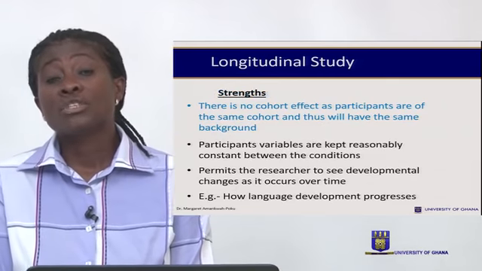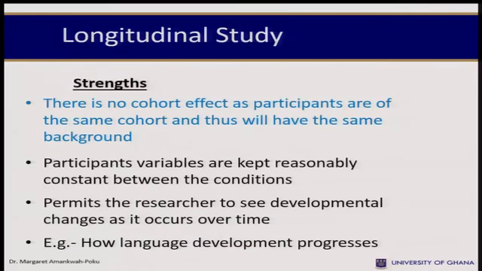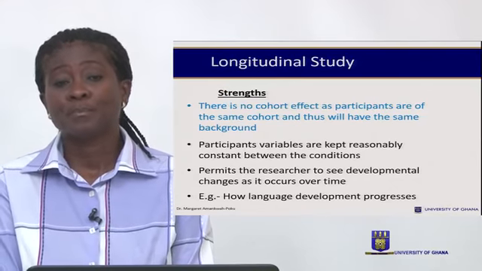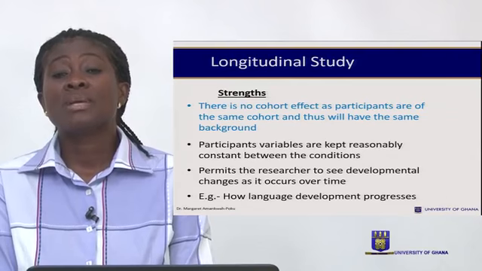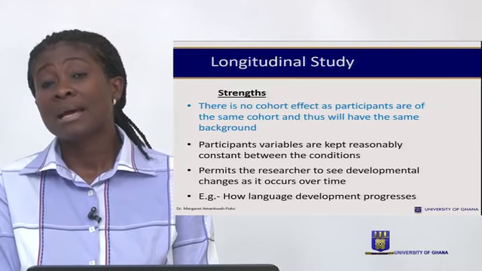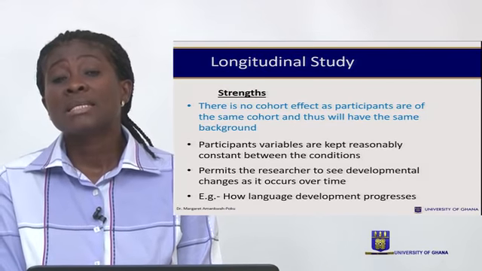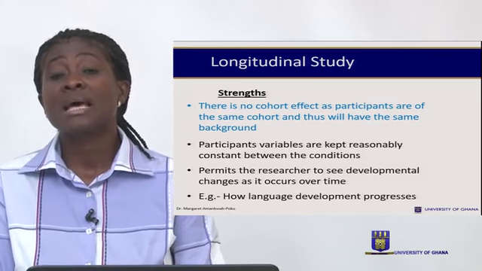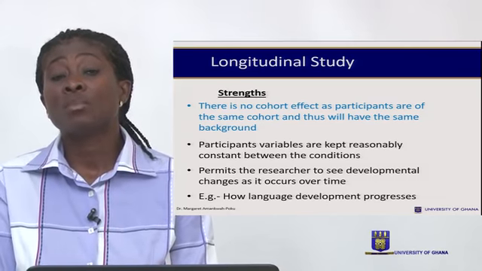A strength of the longitudinal study is the fact that you don't have the cohort effect occurring because it's the same people you are studying over time, so they belong to the same generation. If history acts as an extraneous variable, it will affect all the individuals that you are testing. Again, it permits the researcher to see how a particular variable changes over time because you are studying the same group of individuals. So for instance, how does language develop over time?